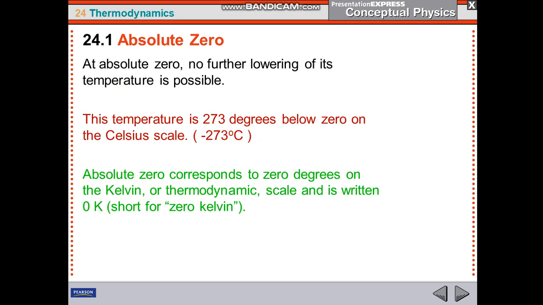At absolute zero, no further lowering of its temperature is possible. It means absolute zero is the lowest possible temperature. This temperature is 273 degrees below zero, or you can say minus 273 degrees Celsius. Absolute zero corresponds to 0 degrees on the Kelvin or thermodynamic scale and is written 0 K, which means 0 Kelvin.